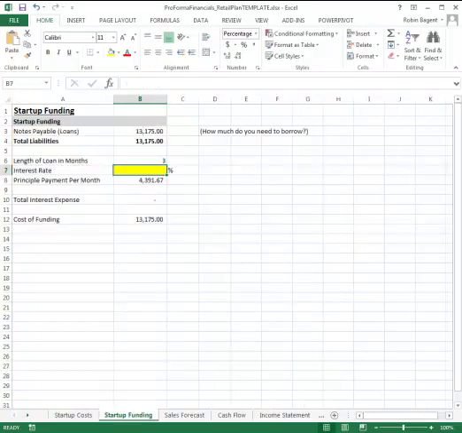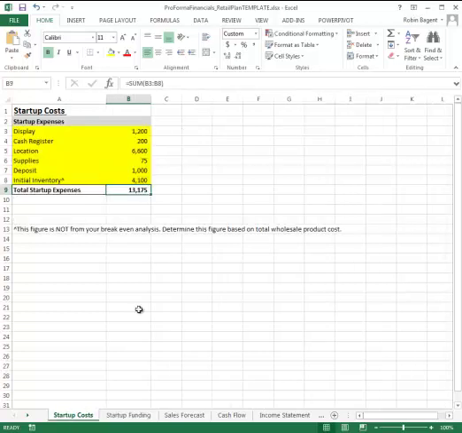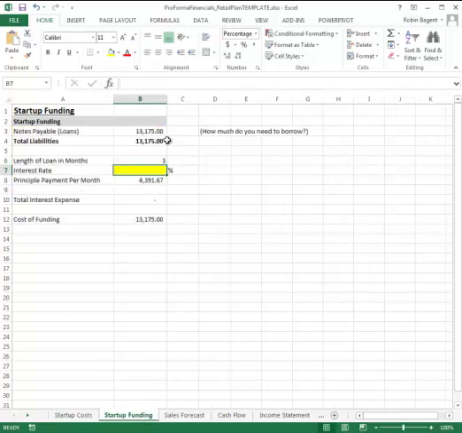So that's fine. The next sheet is startup funding, and I have it set up so that your startup costs automatically transfer here, and that would be the amount that you would need to start with. And for the purposes of this class, we're going to say that you're going to borrow that entire amount. That way it's a nice, easy way to go forward, and you have the experience of seeing how a loan works in this process. We're going to assume that you're going to pay the loan off by the end of the 3 months that you are running the kiosk.